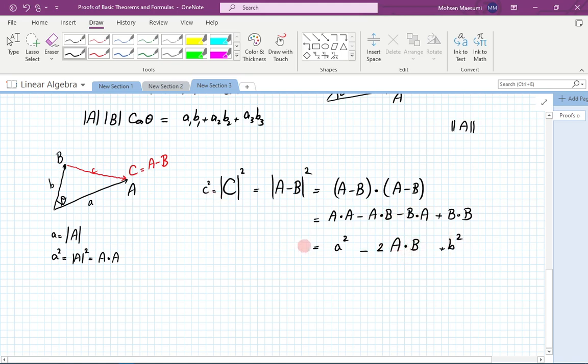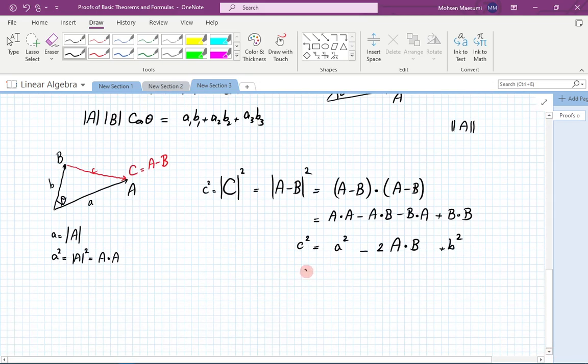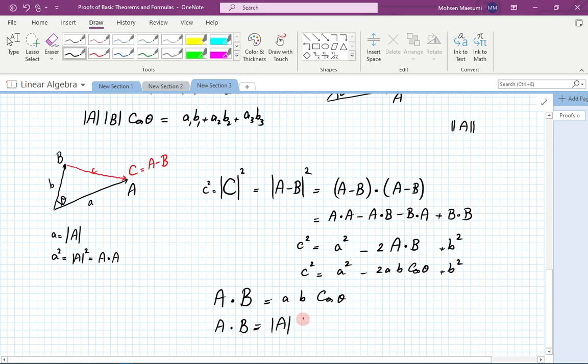So little c squared is equal to this expression, but from high school we remember little c squared is also equal to that expression. So over there we had little c from the law of cosines. This was a squared minus 2ab cosine theta plus b squared. Well, this c and that c are the same thing, so these two middle terms have to be the same. So a dot b has to be the same as little a times little b times cosine of theta. Another way of writing this: this was the length of a, this was the length of b, and that's a cosine of theta.